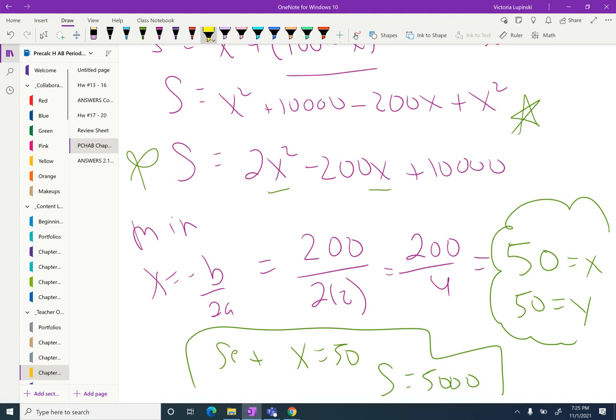So again, it's very clear on the test what you have to solve for, what you don't need to solve for. If I want you to find the dimensions or the values, I will say it explicitly. So x is 50 and y is 50. And then again, what is the sum? The sum is 5,000.